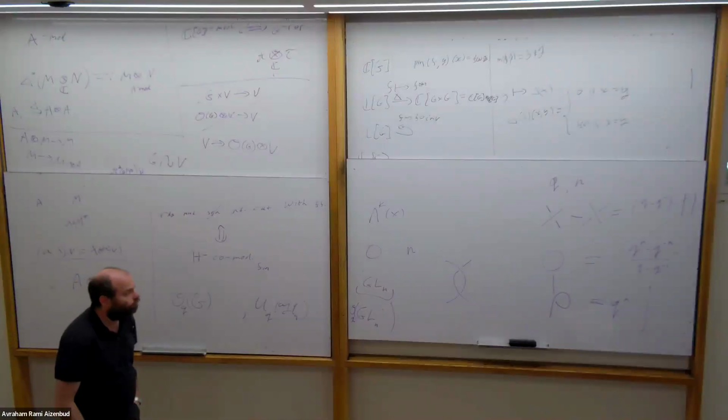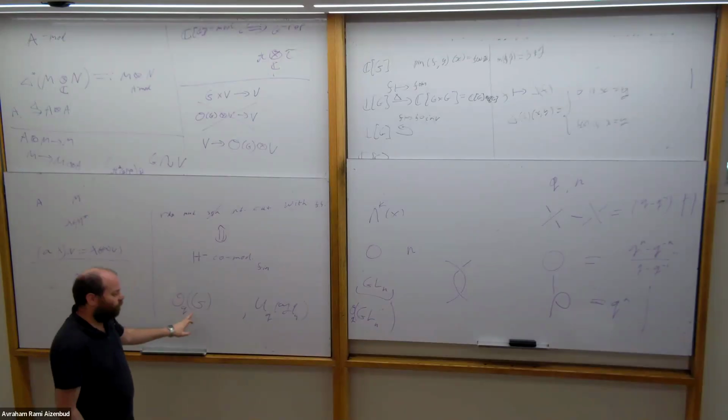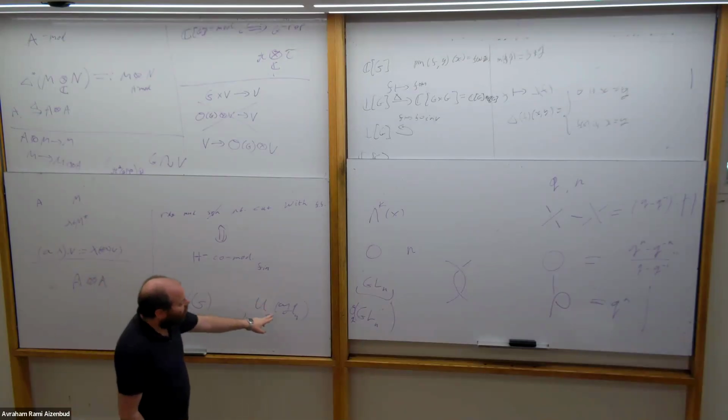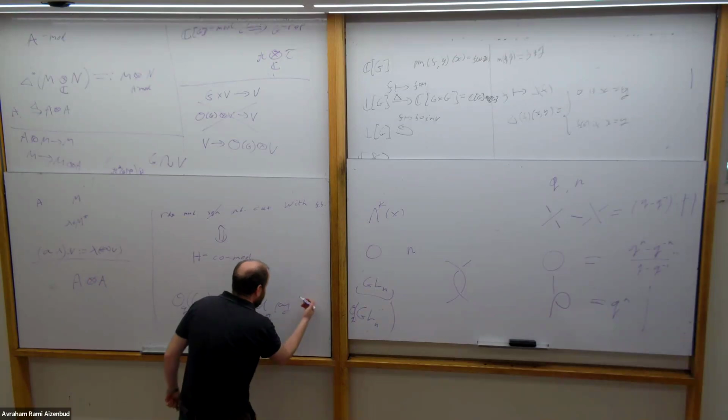Okay, so these are going to be the representations of this. Oh, sorry, co-representations. They're going to be co-representations of this, of GLN, of G.